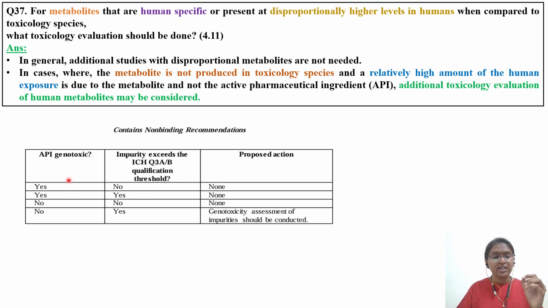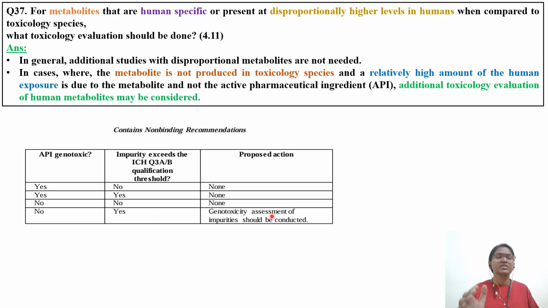Next one is if the API, whatever the experimental anti-cancer drug is, is not genotoxic. The experimental drug is not causing any DNA damage, but your impurity is causing DNA damage, and it is above the ICH Q3A, Q3B threshold limits. Then in such cases, that impurity needs to be additionally assessed. You have to do a risk assessment. You have to establish the safety of that impurity. Genotoxicity assessment of the impurity should be considered.